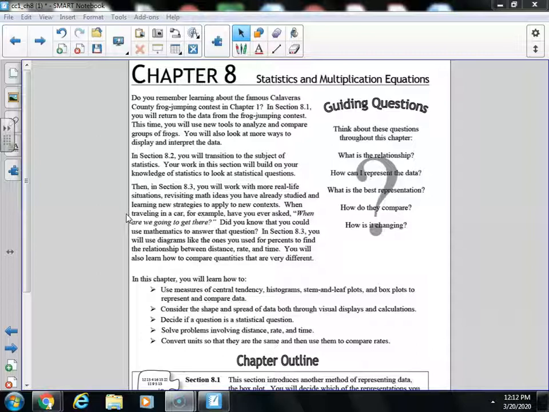When traveling in a car, for example, have you ever asked, when are we going to get there? Did you know that you can use mathematics to answer that question? In Section 8.3, you will use diagrams like the ones you use for percents to find relations between distance, rate, and time. You will also learn how to compare quantities that are very different.